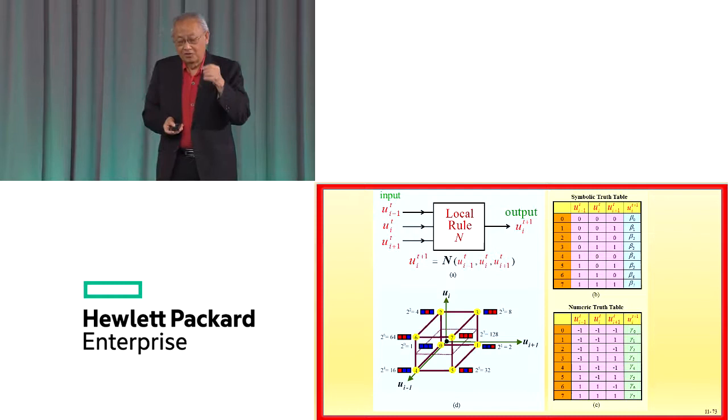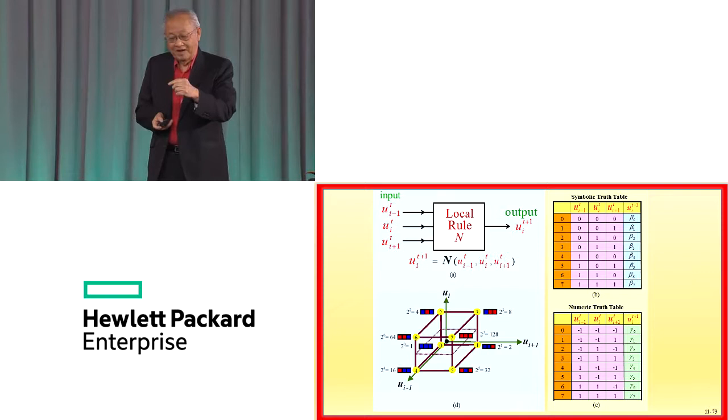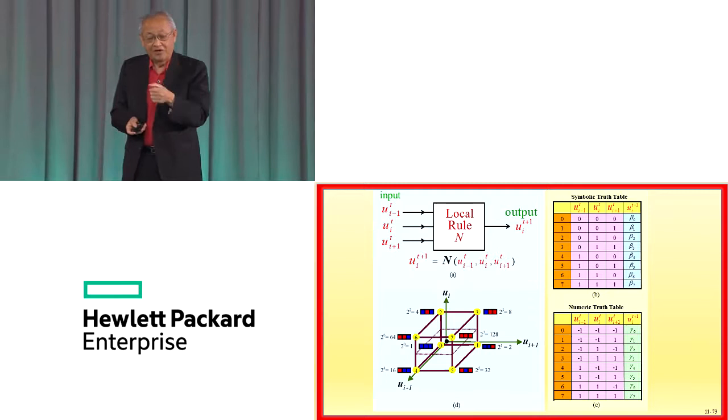So instead of zero, I call it minus one, and one is plus one. That's the same thing. You can say it's just a change of symbol. But the difference here is that now the symbol is in real numbers, and I can have anything in between as well.